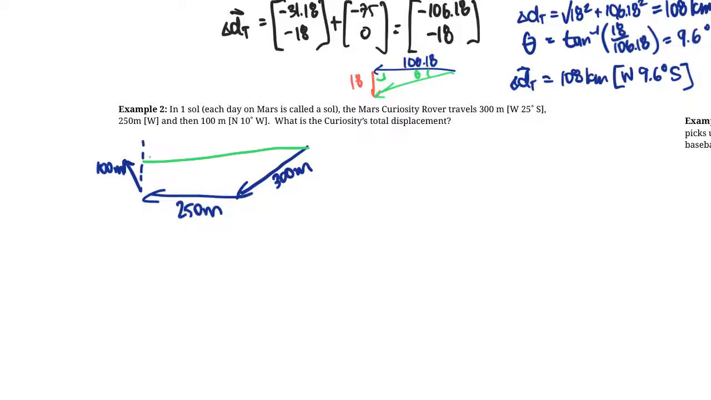So we're looking for a displacement that goes in that direction. So the displacement looks like it's going pretty much west, right? The angle might be smaller depending on how accurate we sketched it. It's going to be something like that. So that's what we would expect.